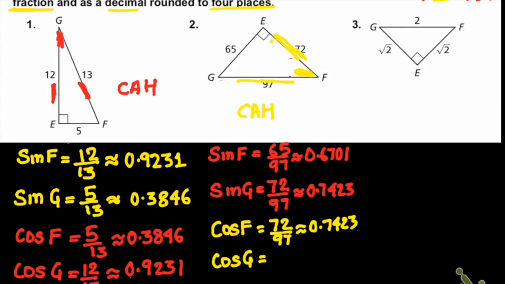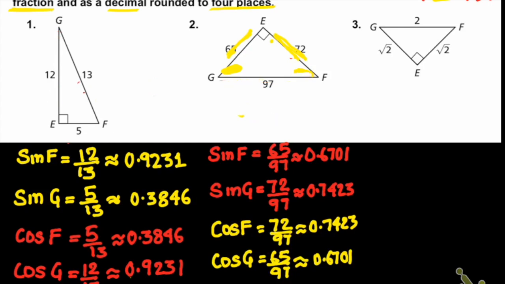Now if I have to find cosine of g, for g you need to have ka, adjacent over hypotenuse, so 65 over 97. That's going to be the same answer as on top, 0.6701. So yes, this way you can see that in all four ratios, two answers are similar. So let's move to the next problem. It's almost a similar thing, only the orientation is different.